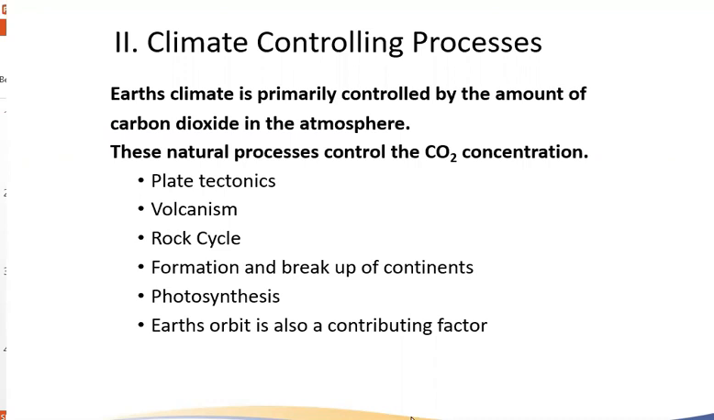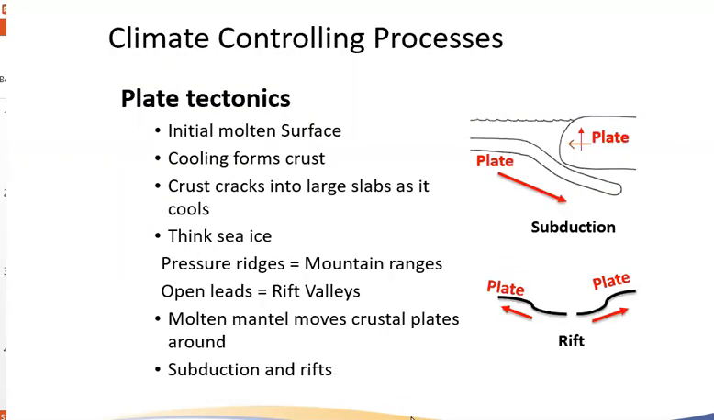So then let's look at the very first one, plate tectonics. As the Earth's surface cooled, it was molten to begin with, it cooled and formed a crust. And as it further cooled, the crust thickened. And that caused it to contract. And as it contracted, it began to crack into huge plates.